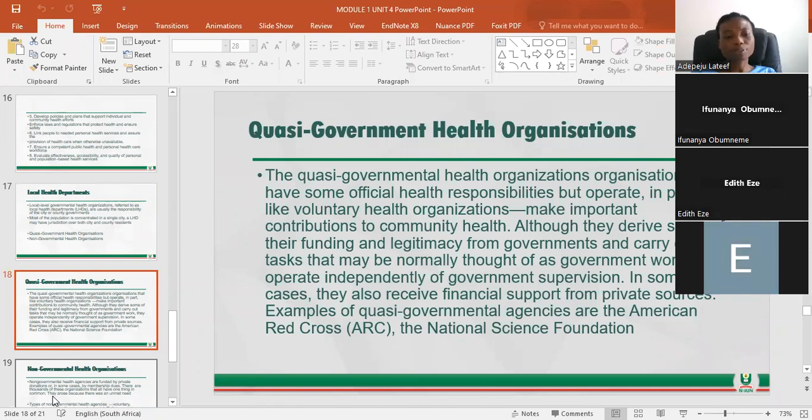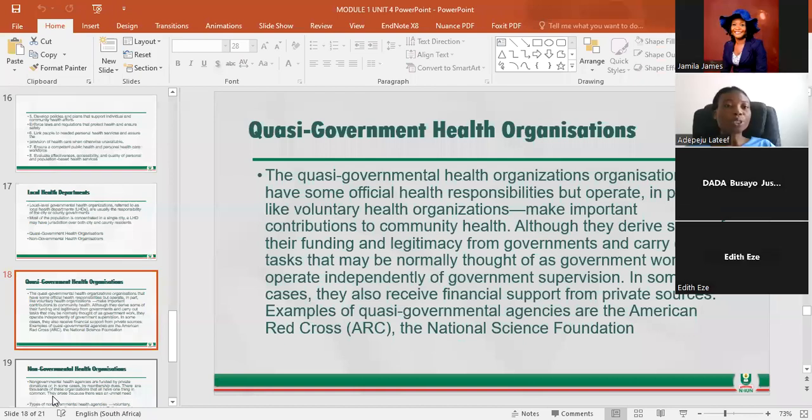True. I remember doing my NYSC. Immediately after I finished my NYSC, it was an NGO that I first worked with back then in Nigeria.